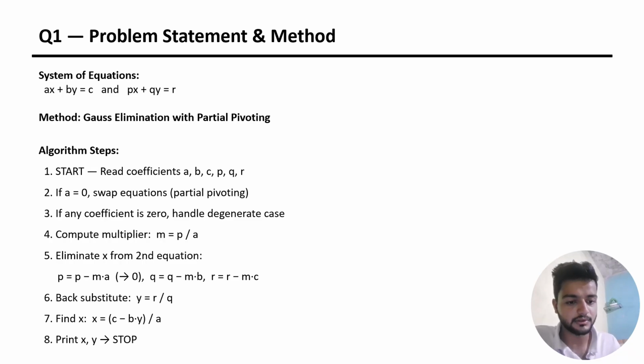Back substitute: we will do back substitution to find the values of x and y, where y is equal to r by q, and using y we will find x, where x is equal to c minus b dot y divided by a. So here we will be getting x and y, and then we'll stop our algorithm.